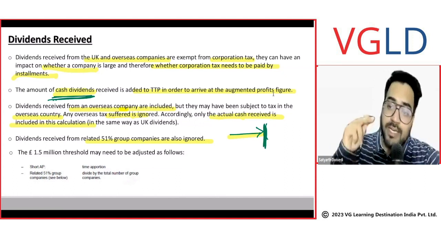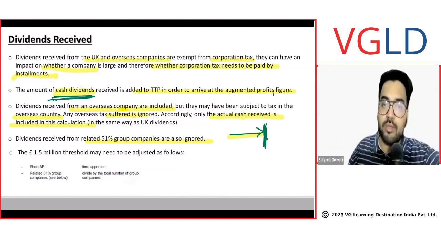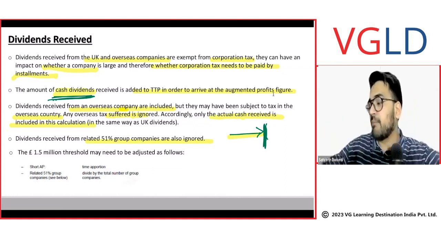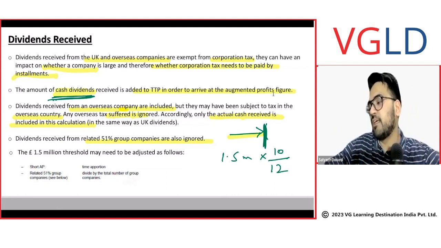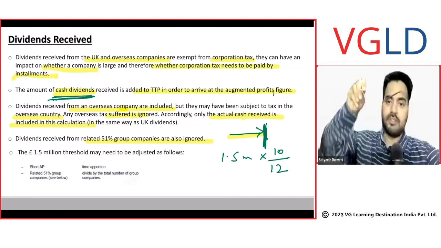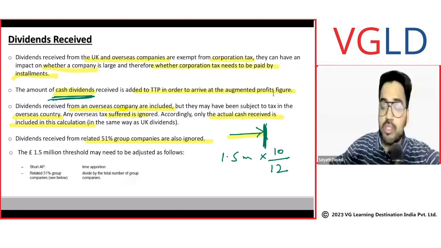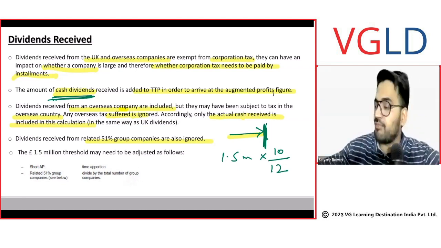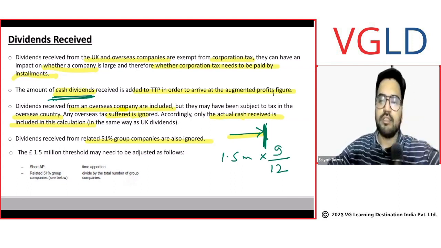Suppose your accounting period is less than 12 months. What do I do? Suppose your accounting period is 10 months. Then I'll do 1.5 million multiplied by 10 divided by 12. So I will have to adjust this threshold. Suppose your accounting period is just 9 months. So what will I do? Multiplied by 9 divided by 12. Okay.